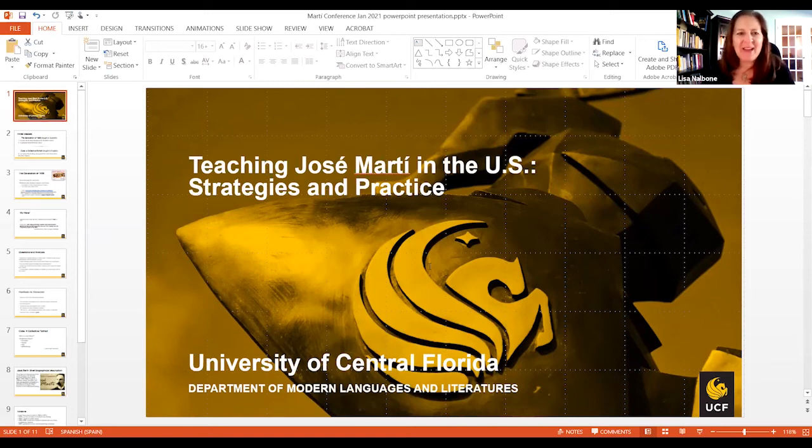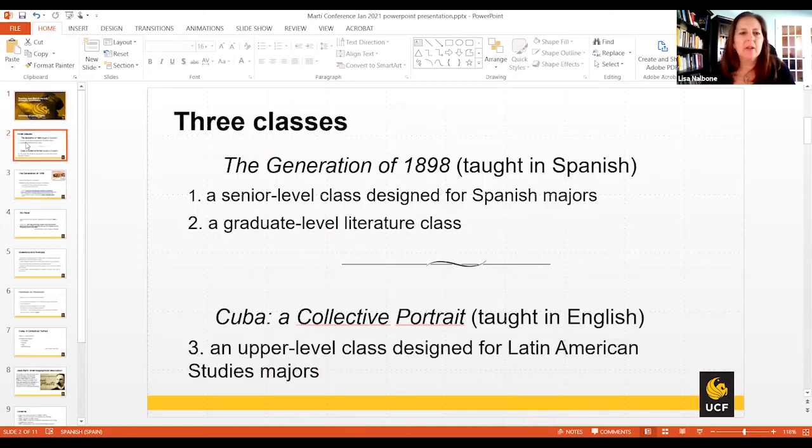My teaching practices that I was able to implement over the last year have to do with 3 classes. And Marti is a component in the class. He's not the focus of the class, but it's a really important segue into students really expanding the horizons of what it means to have experienced Spanish history from the lens of Spain, but also from the Americas.